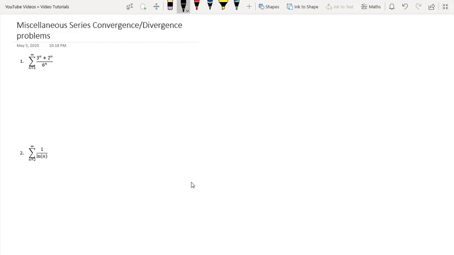So we've got some interesting series here to test for divergence or convergence. For this first one here, we have the infinite sum from n equals 1 to infinity of (3^n + 2^n) over 6^n. And the way to do this one is to use the comparison test.